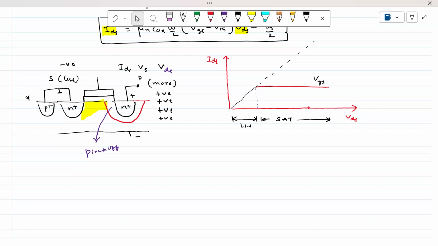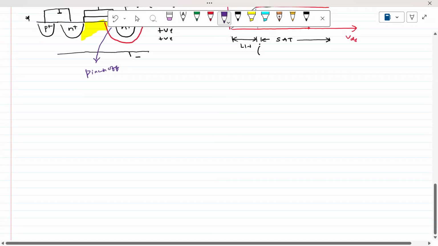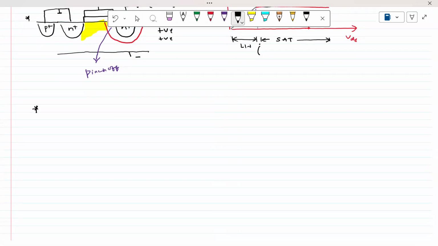So the question is what is the point at which this is happening. From linear to saturation, what voltage is responsible? Can someone please identify? What voltage is responsible to find this particular point? That means we want to have a drain potential, right?